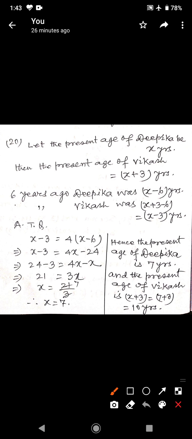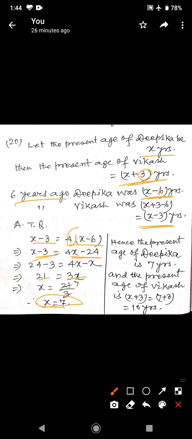Now question number 20. Vikas is 3 years older than Deepika. 6 years ago, Vikas' age was 4 times Deepika's age. Find the age of Deepika and Vikas. Let the present age of Deepika be x years. Then the present age of Vikas equal to x plus 3 years. 6 years ago, Deepika was x minus 6 years, and 6 years ago, Vikas was x plus 3 minus 6, that is x minus 3 years.